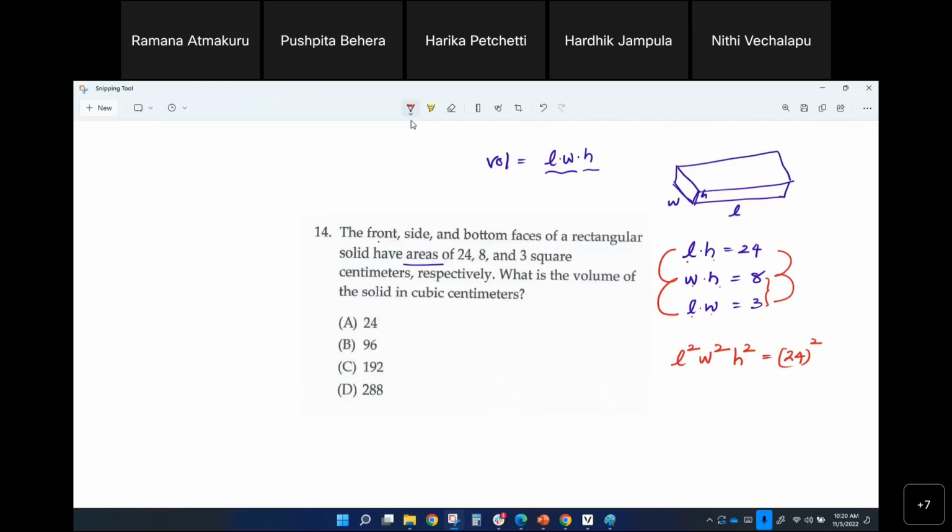And I want just LWH, but I have a square on top of every variable here. So what do we do? Square root on both sides. Square root, square root, square root. So what is left? L times W times H is equal to 24. That's your answer.